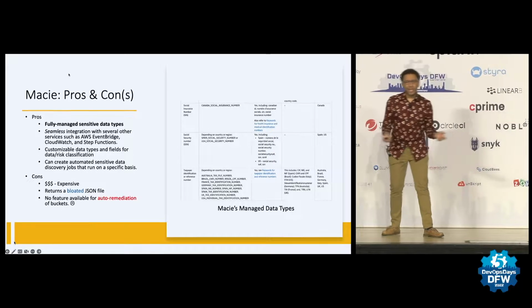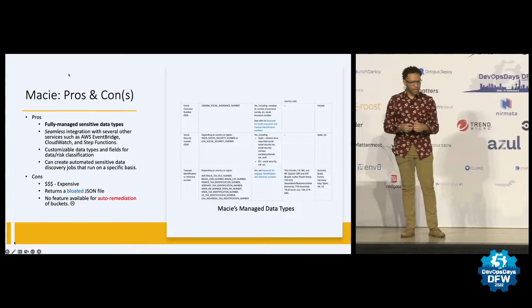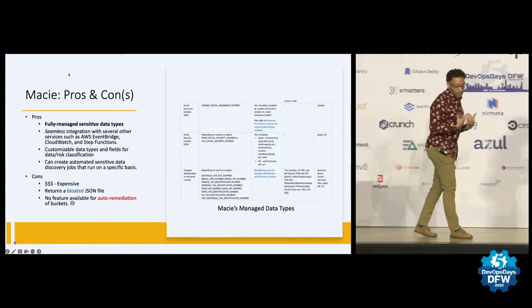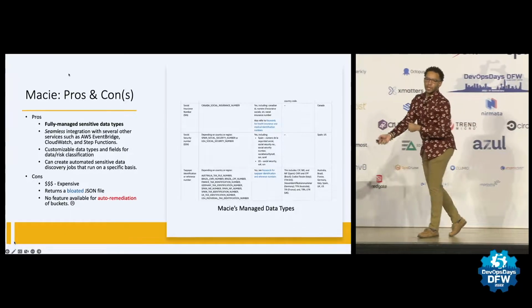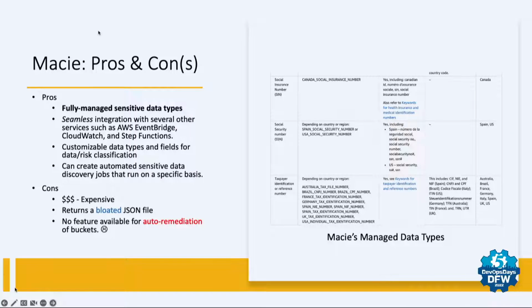So there's a couple of pros and cons with Macie. We're just going to go through them. The first pro that I really like is that they have fully managed sensitive data types. Those are fully managed by AWS, so they supply them. If you take a look at the picture on the right, you see examples of social insurance numbers, SINs, SSNs, and also tax identification numbers. All of that is supplied by AWS, and it's not restricted to just one nation. They have global managed data types that apply to every nation. So you can have social security numbers in China, for example, and it'll pick that up when they scan through or parse through those objects.